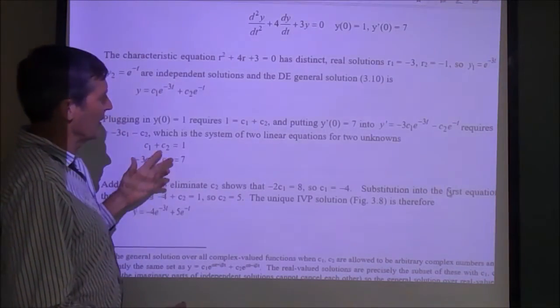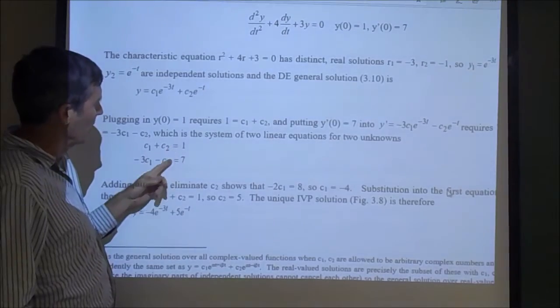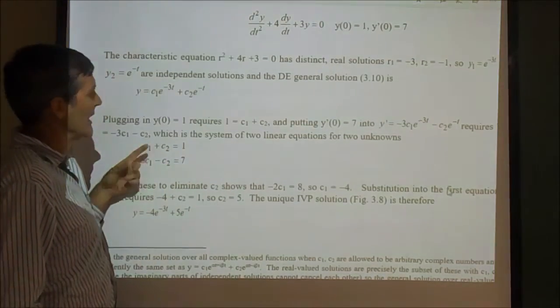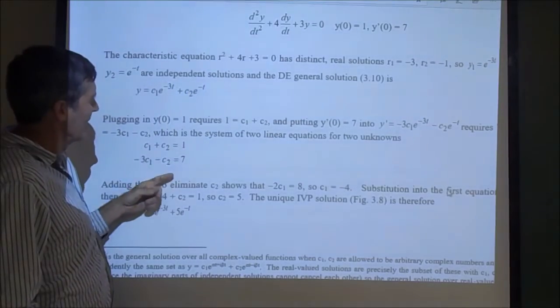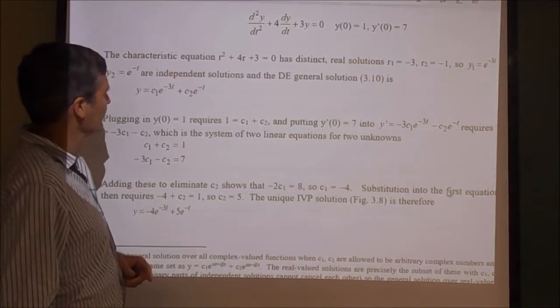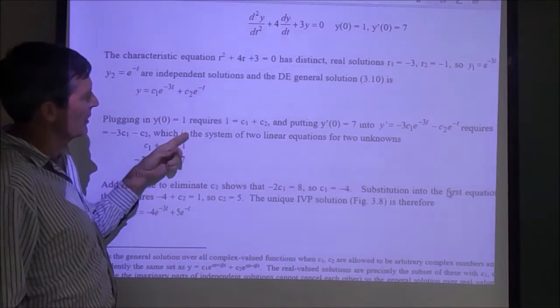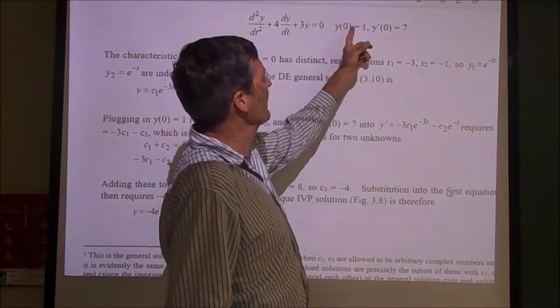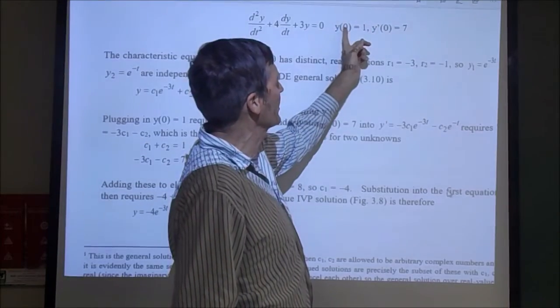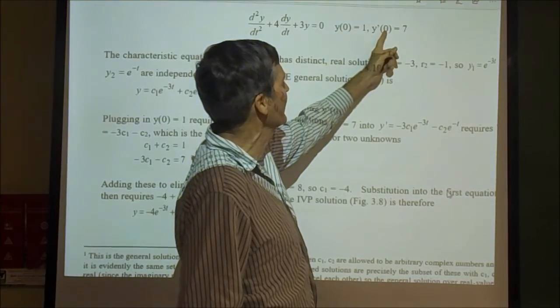So that's the nice thing about these. We will get a unique solution every time, as long as we wrote down the correct general solution, when we put in initial values. y at 0 equals a number, and y prime at 0 equals a number. It's still called initial values. It doesn't have to be at t equals 0, as long as these are at the same value of t.